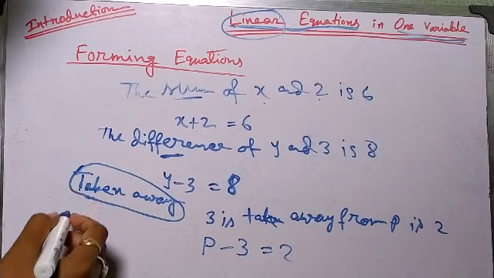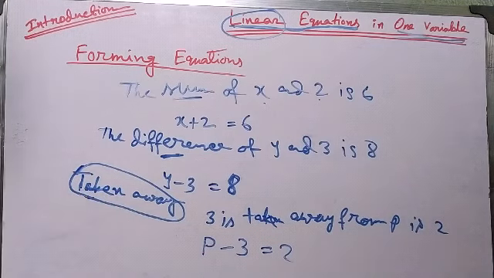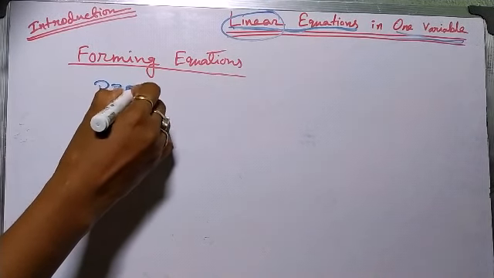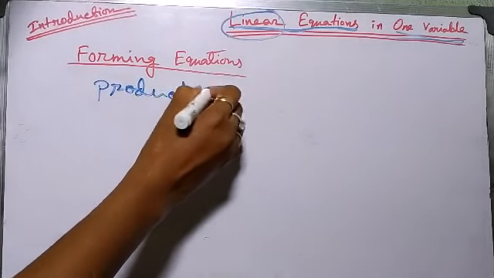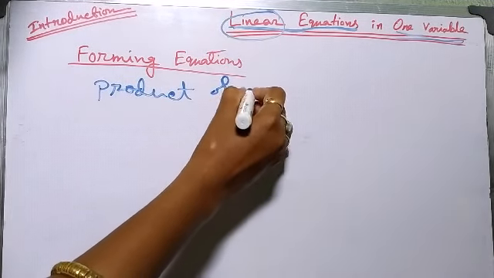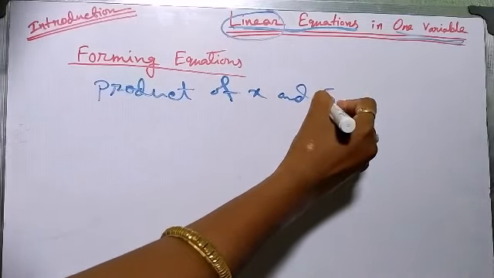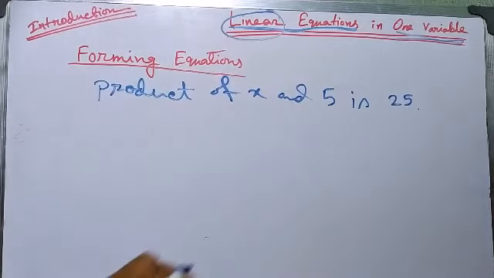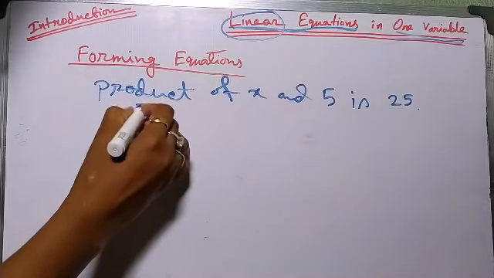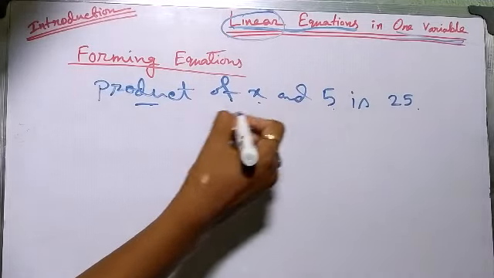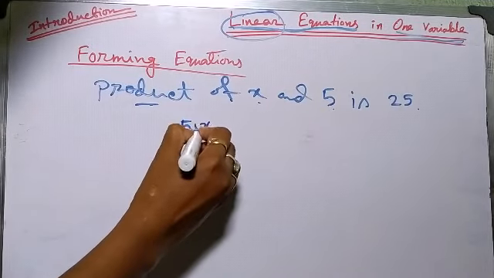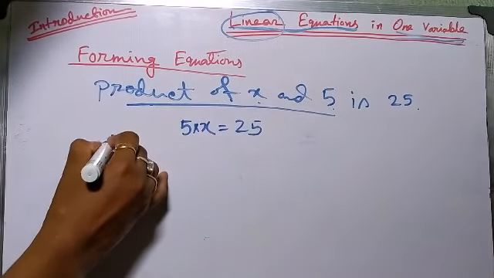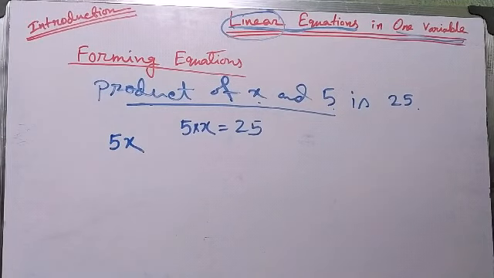Another thing, suppose the product is given. Suppose product of x and 5 is 25. Product means multiplication. We know that product of x and 5 means 5 into x, that means 5x, equal to 25.